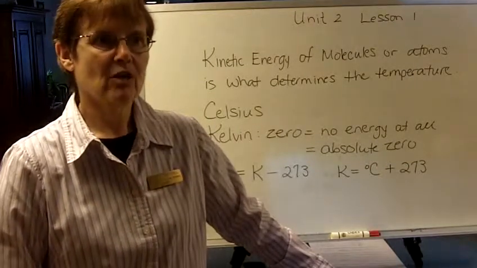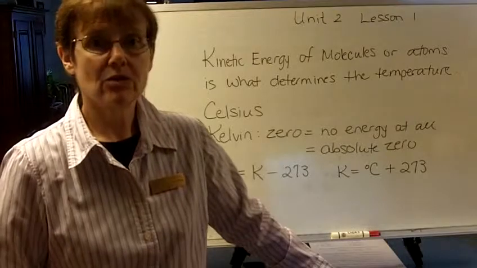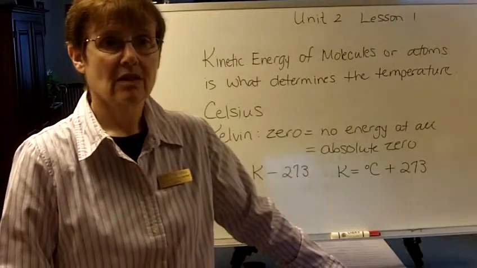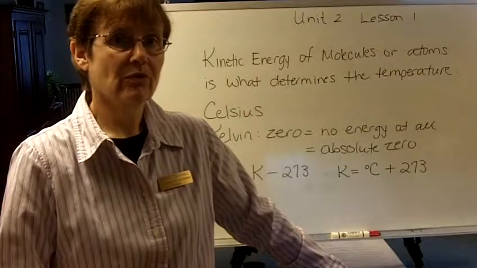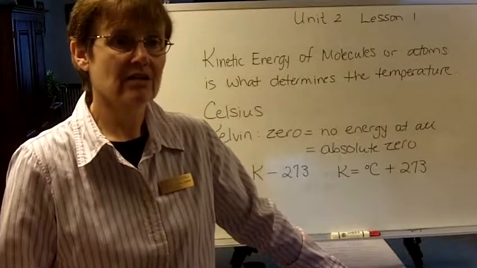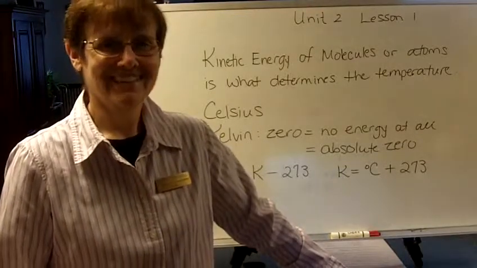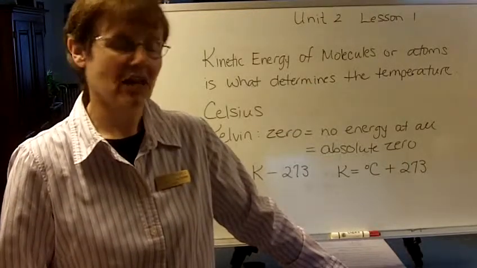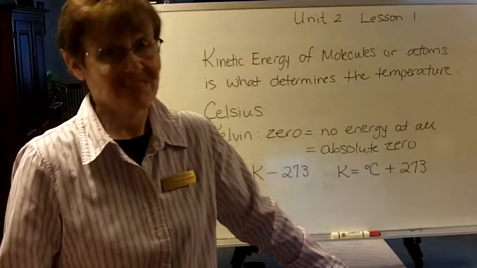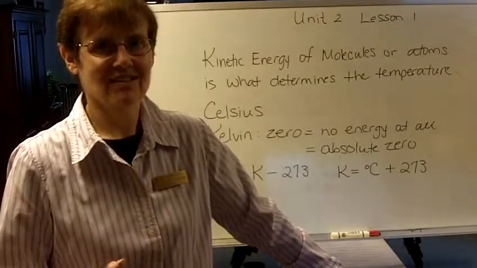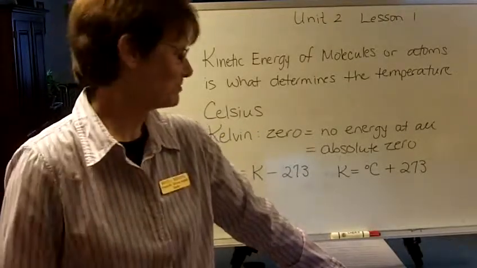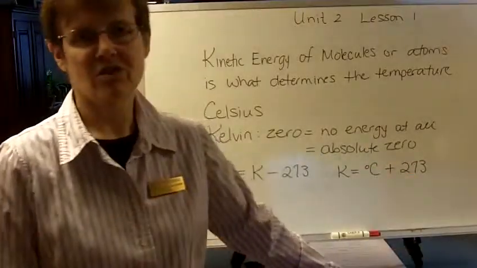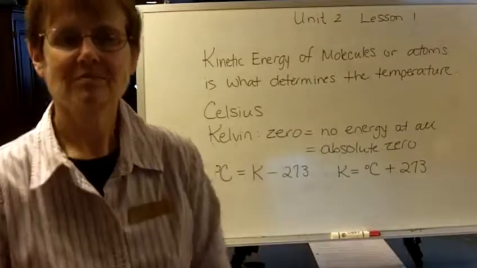So if you think of something at 0 degrees Celsius, that's the freezing point of water. Well, the freezing point of water on the Kelvin scale is 273. So if you said the water is frozen, what temperature is it at? You'd say, oh, it's at 273 Kelvin. But it's at 0 Celsius and, of course, 32 Fahrenheit. So these are the formulas that you would use to convert Celsius into Kelvin, or vice versa.